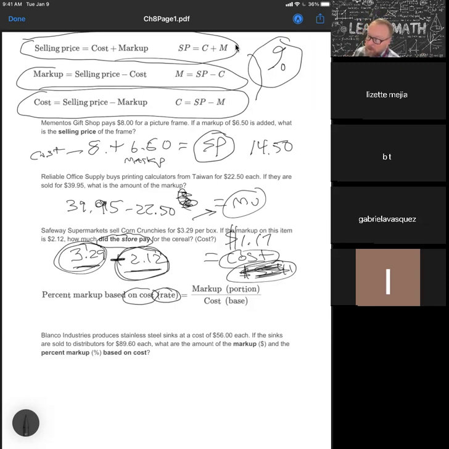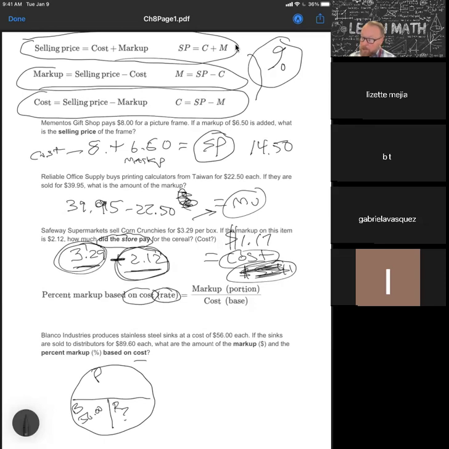If the sinks are sold to distributors for $89.60, what are the amounts of the markup and the percent of markup based on cost? The first thing I want to do is use the portion formula, as I showed you a little bit ago. I already know the cost was $56, and I don't know the rate. That's what I'm trying to find, the rate.